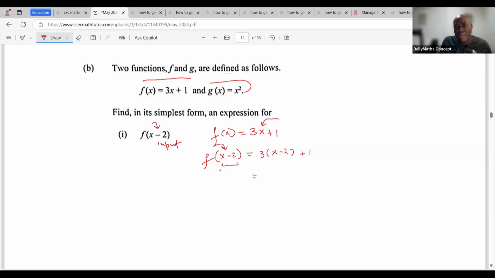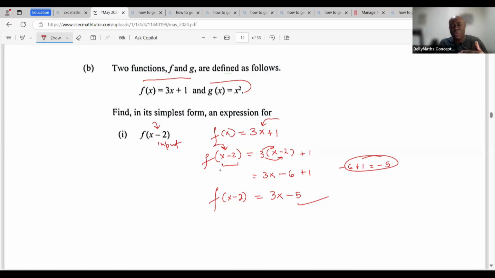So as you can see, I'm going to distribute this 3 inside the bracket. So I'm going to have 3 times x, that is 3x. 3 times -2, that's -6. And then there is a plus 1 that was around there all along. So the final analysis of this is that f of x minus 2 is equal to 3x minus 5. Now, remember, -6 plus 1 is actually -5, and that is how we got that.